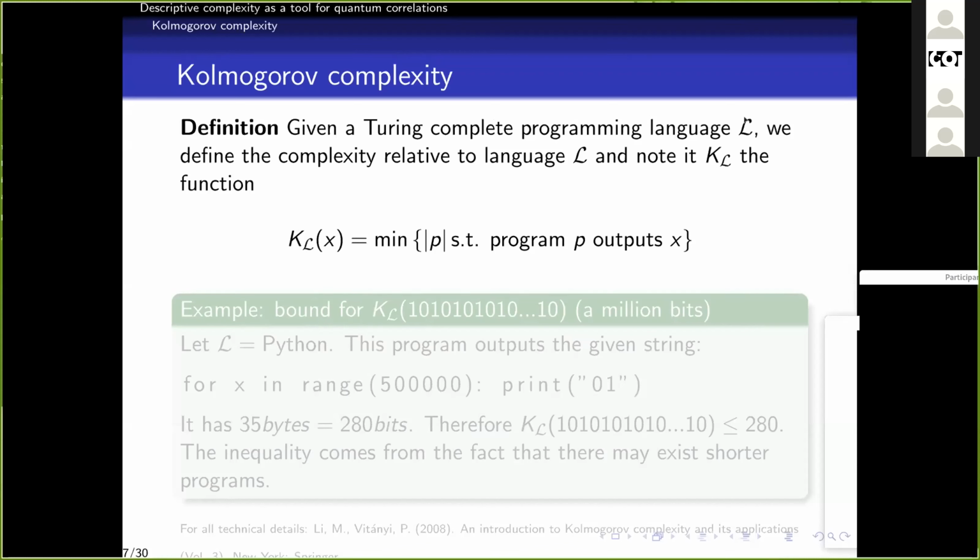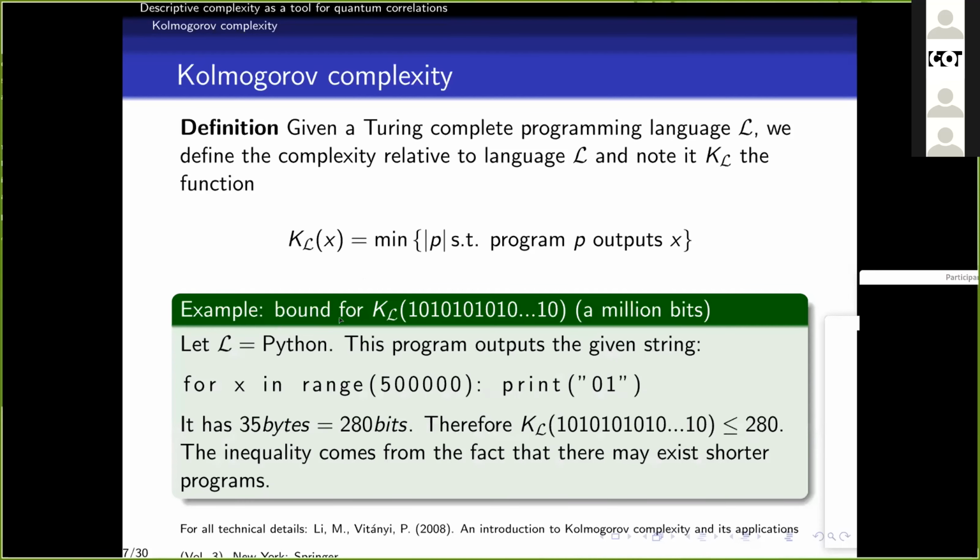So given one of these languages L, we define the complexity relative to such language and denote it K sub L, the following function. K sub L of X, where X is a string, will be the minimum length of a program P, this is the length of the program P between bars, such that the program P outputs the string X. So as you can see, this is the shortest way to describe the string X because it's the shortest program that outputs that string. In that way, this is the complexity of the description. The shorter the program, the simpler the string X is.